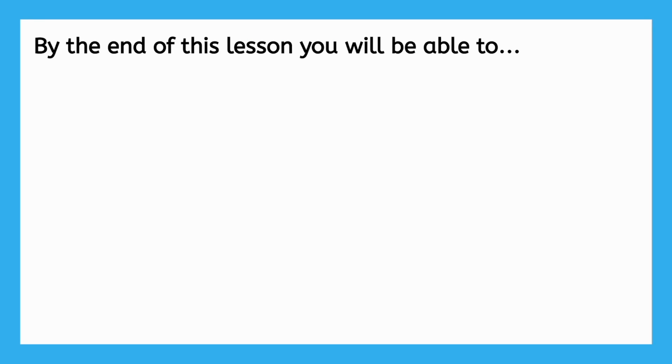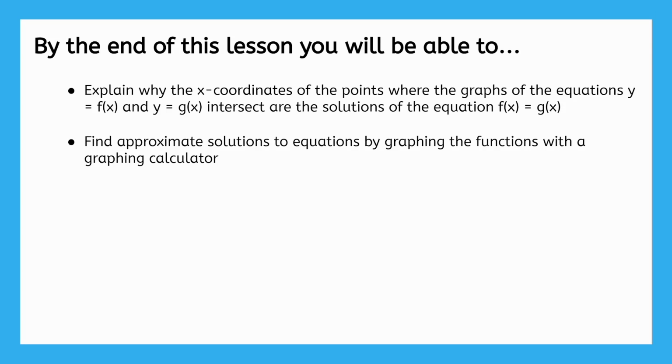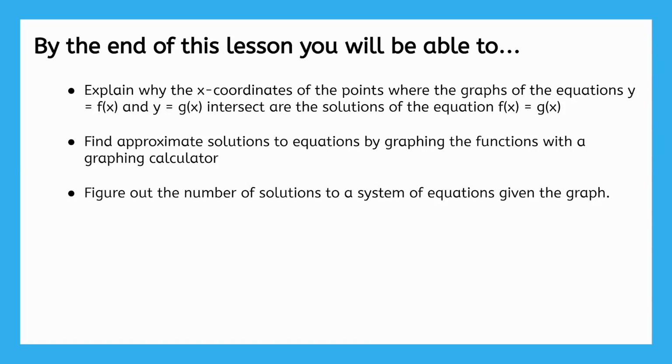By the end of this lesson, you will be able to explain why the x-coordinates of the points where the graphs of the equations y equals f of x and y equals g of x intersect are the solutions of the equation f of x equals g of x. You'll be able to find approximate solutions to equations by graphing the functions with a graphing calculator. And you'll be able to figure out the number of solutions to a system of equations given the graph.